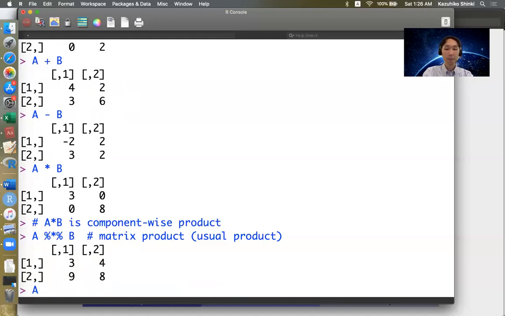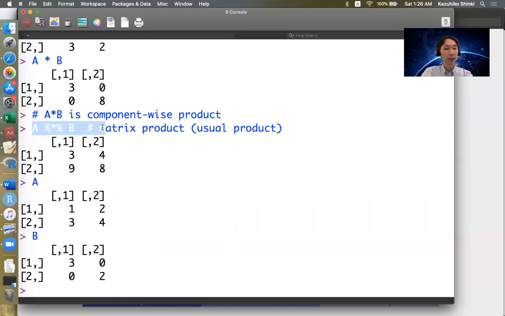So remember that the matrix product is defined by the inner product of the row vector of the first one, A, and the column vector of the second one. So the first row of A is 1, 2, and the first column of B is 3, 0. So 1 times 3 plus 2 times 0. So that is 3 plus 0, so 3. So that comes here. And the second row of A and the first column of B, the inner product of this, that is 3 times 3 plus 4 times 0. So that is 9. So 9 is here.